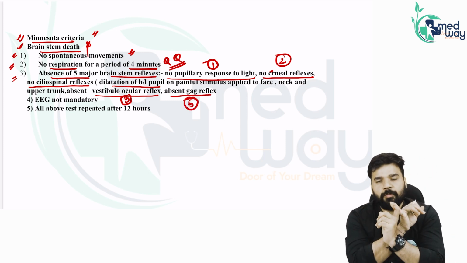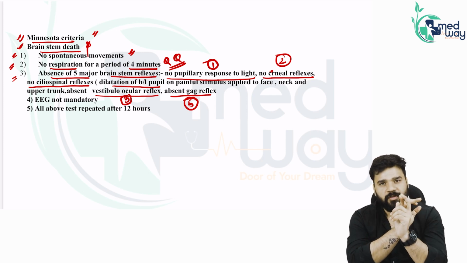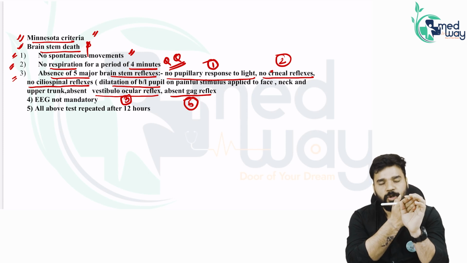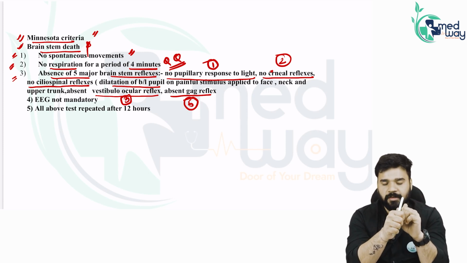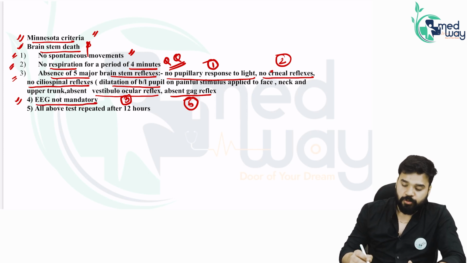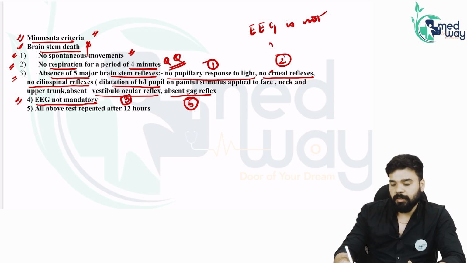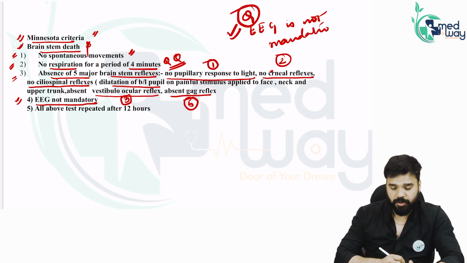So, there will be no pupillary reflex to light, no corneal reflex, no ciliospinal reflex, no vestibulo-ocular reflex, and fifth one will be no gag reflex. Now, fourth is EEG is not mandatory in Minnesota criteria. This is a question.